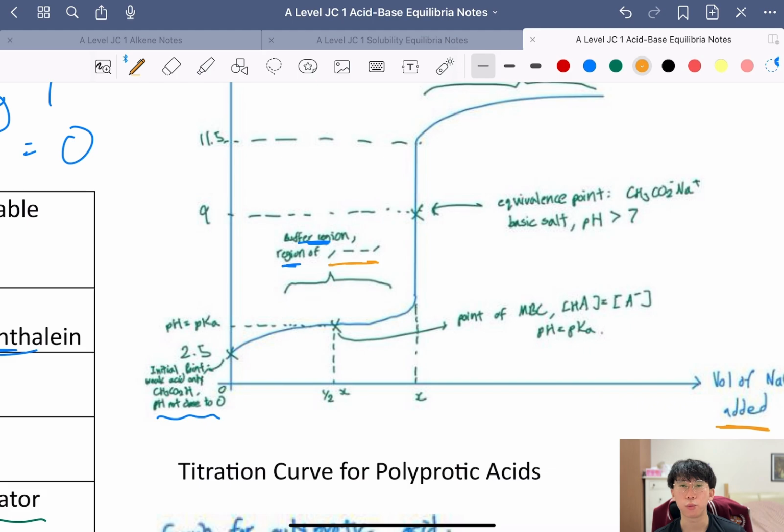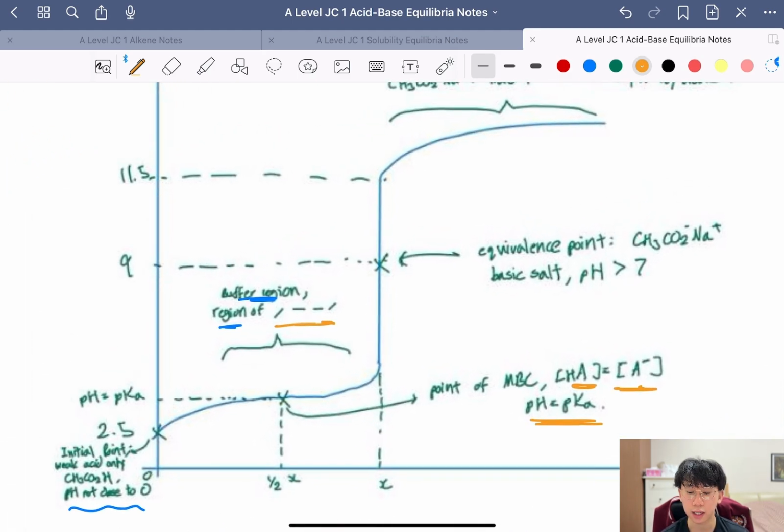Of course, with every buffer, you also need to know that there's a maximum buffer capacity where the concentration of your acid is equal to the concentration of the salt, and therefore your pH at maximum buffer capacity is equal to pKa. And then we go on to the equivalence point. Now at the equivalence point, again it is very different. You have to look at the salt. This salt is a basic salt, and therefore you can use this to calculate the pH at the equivalence point. And the pH is definitely going to be above 7 because it is a basic salt.